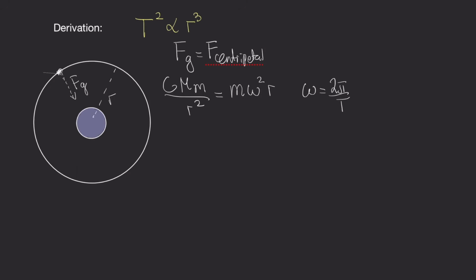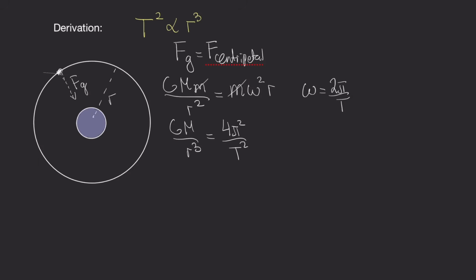Okay, let's tidy this expression up a little bit so we can cancel out the m's. And then we can also bring this r over onto the other side to get GM over r cubed is equal to omega squared, which is 4 pi squared. Don't forget that we need to square the pi as well. That's a very common mistake. Divide that by T squared.